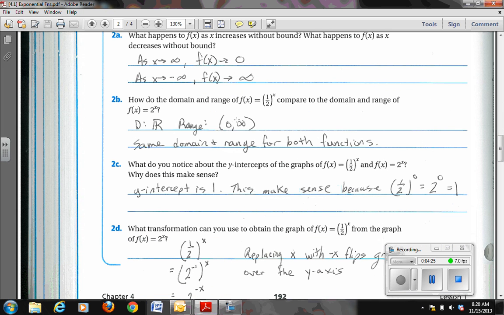Domain and range, well again, the domain is all values of x, and the range still never drops below the x-axis. So it was the same as the previous example. And then what do you notice about the y-intercepts?